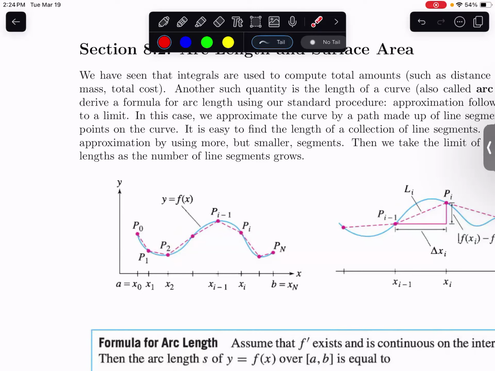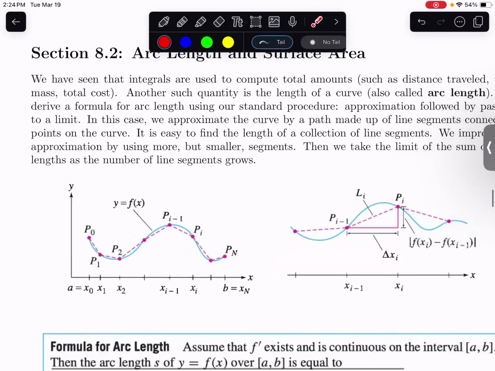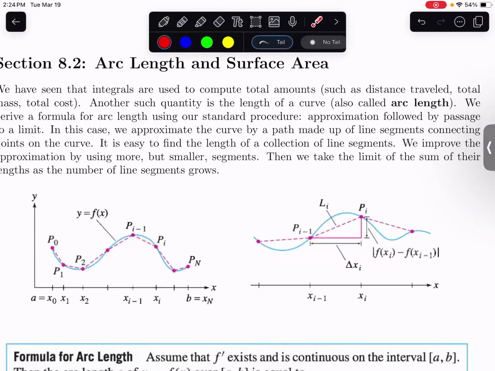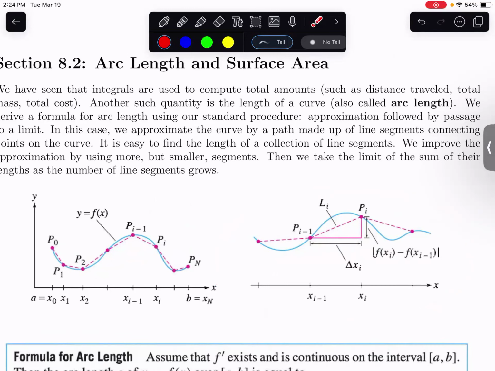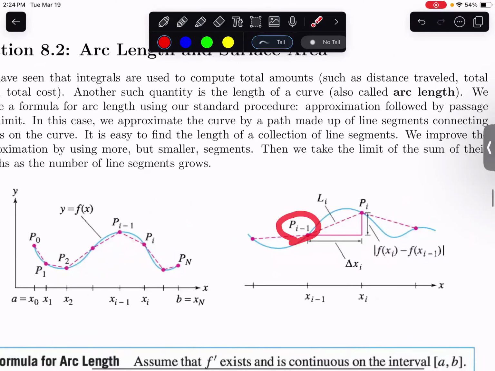And so we just need to determine what these lengths are going to end up being equal to. We can use the Pythagorean theorem to determine that. The picture on the right is really just zooming in on the picture that we had on the left, except we're looking at two general points, Pi minus 1 and Pi, and we want to determine what this Li is going to end up being equal to. I think this is what the reading assignment was asking you to look at.